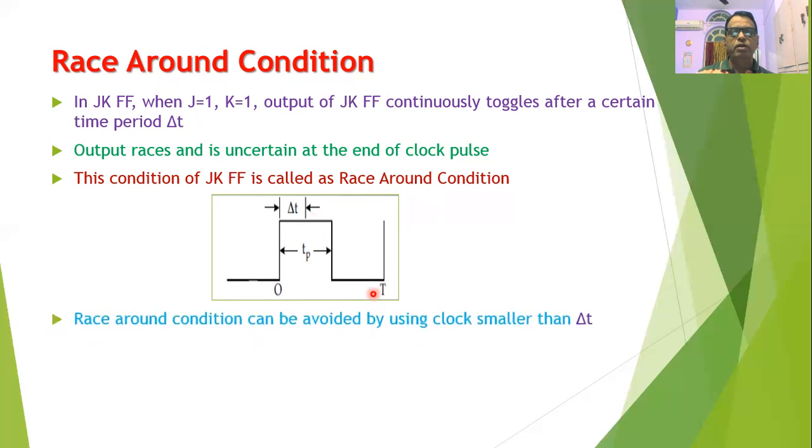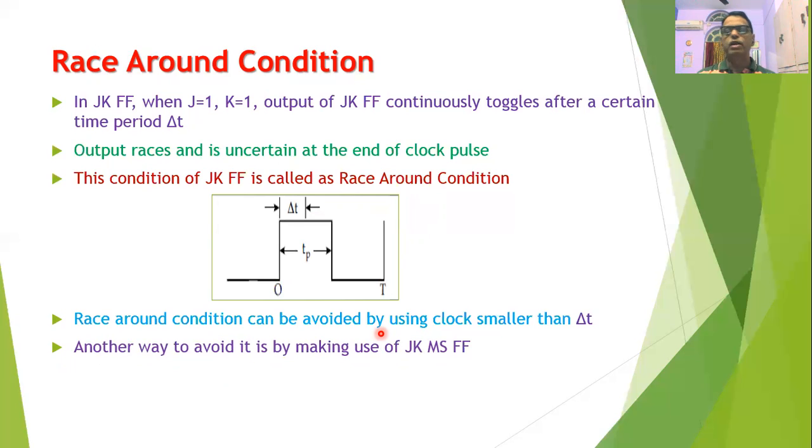And this condition is called a race around condition, because the output is in kind of a race, and therefore it must be avoided. It can be avoided if we can make the width of the clock pulse smaller than the time period delta T, where delta T is the time required for the electronic circuit to change its output. This time period is very small, in microseconds or sometimes nanoseconds. So making the clock pulse very small is very difficult practically.